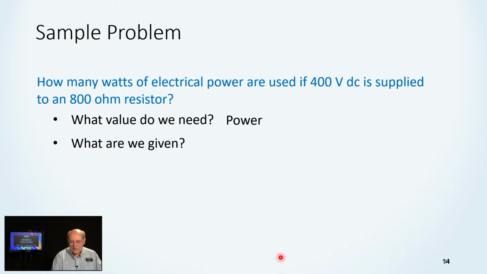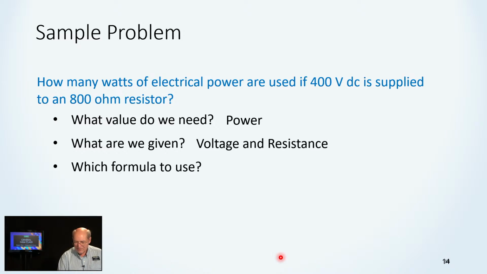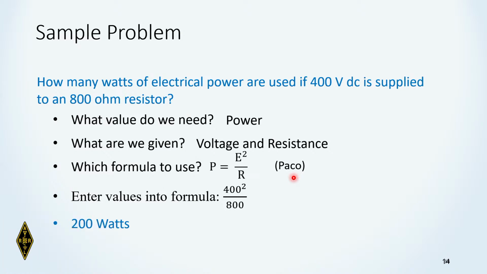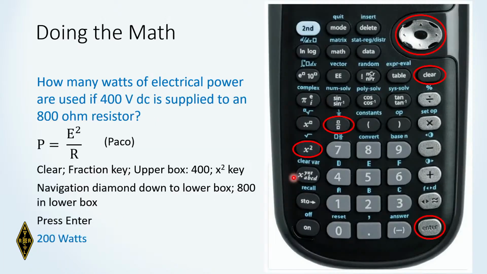Now, if you want to look at your general class reference sheet, that would be one good thing to do. What formula would fit? P equals E squared over R. We want power. We're given voltage and resistance. So that formula is our friend for this one. So we enter the values into the formula. We come up with 200 watts. Well, let's see how we do that.